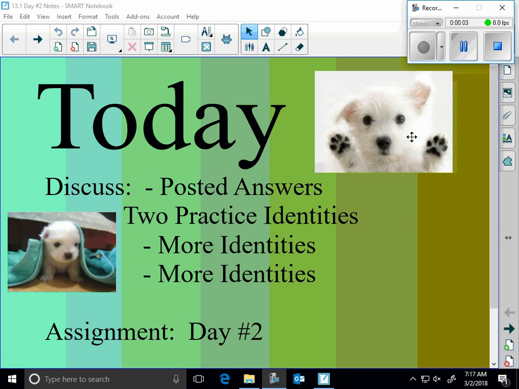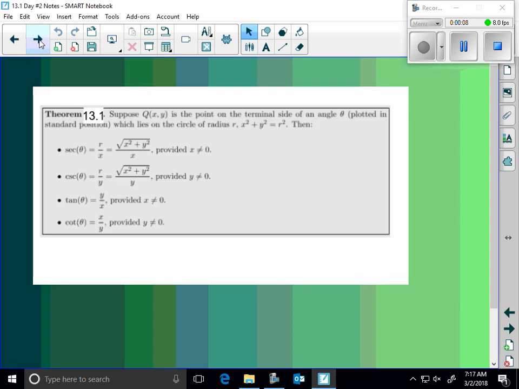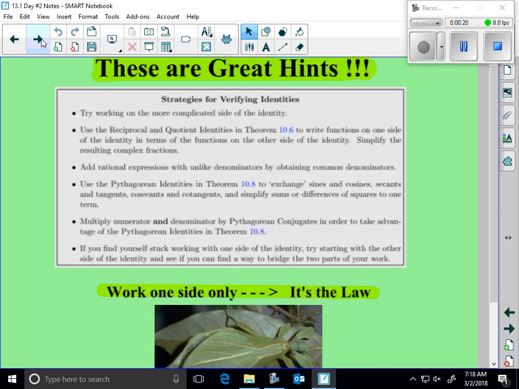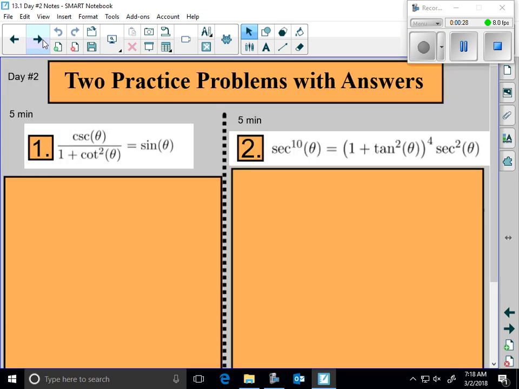13.1, day number 2 notes, more practice with some identity work. Let's get started. Just a reminder, this is a review slide from the previous day's lesson. Some important information there. Also, our identities here, as well as your hints. So please look back at day number 1 notes if you want a reminder on those hints. So let's go ahead and get started.